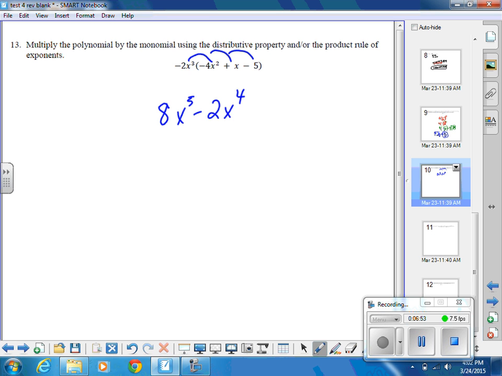And then I'm going to have minus 5 times negative 2 is going to give plus 10, and tack on the x cubed. Now, all three of these, none of these can be combined together, okay? So, this is my final answer. Just like that.